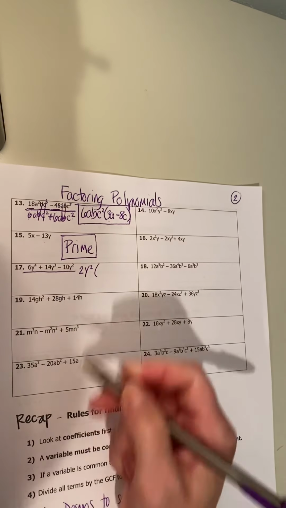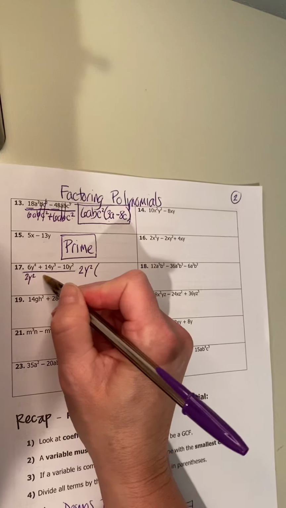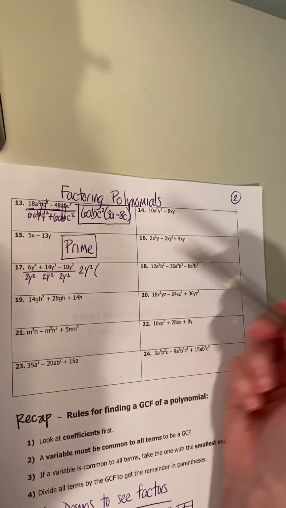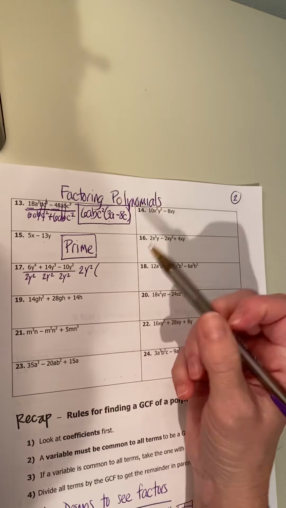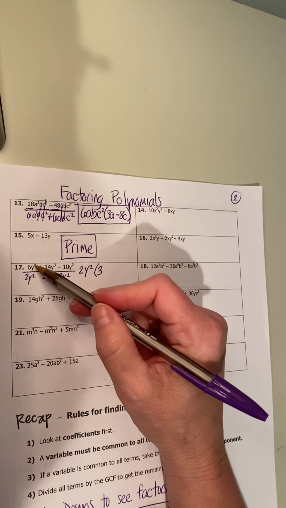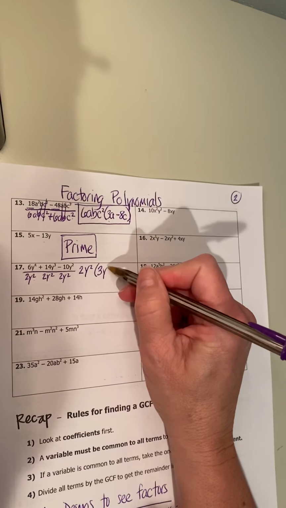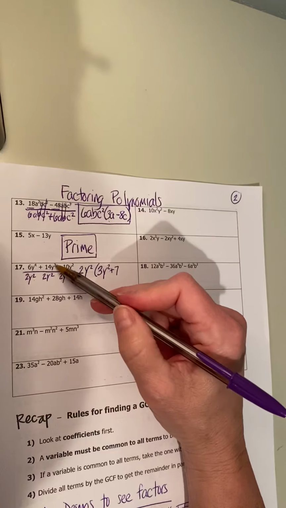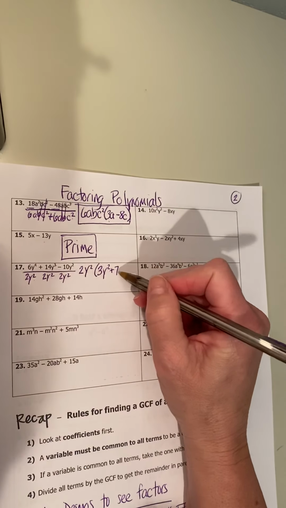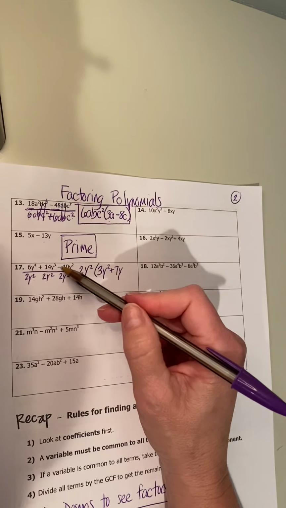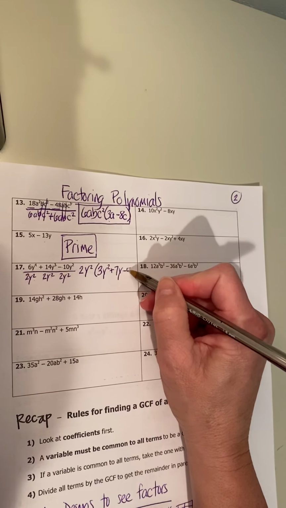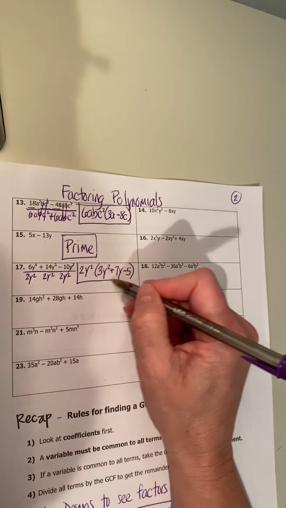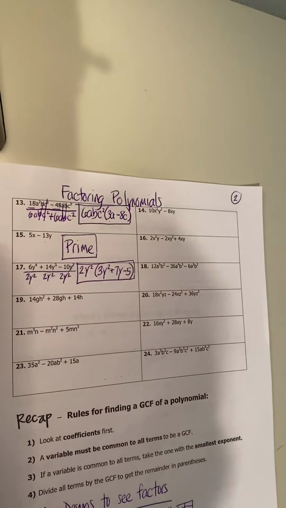Open parentheses. So 2y squared, 2y squared, 2y squared. Now I'm going to go ahead and divide. 6 divided by 2 is 3. Y to the 4th divided by y squared is going to be y squared. 14 divided by 2 is a positive 7. The y cubed divided by y squared is y. And finally, negative 10 divided by 2 is a negative 5. The y squareds are going to cancel. So factored form is going to look like this.